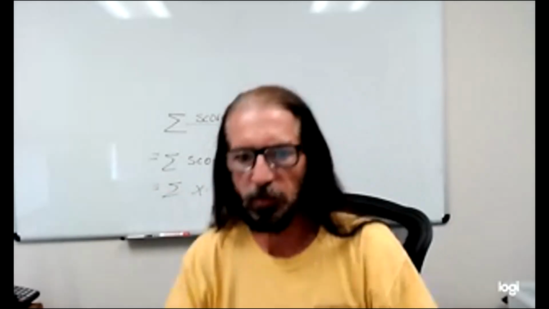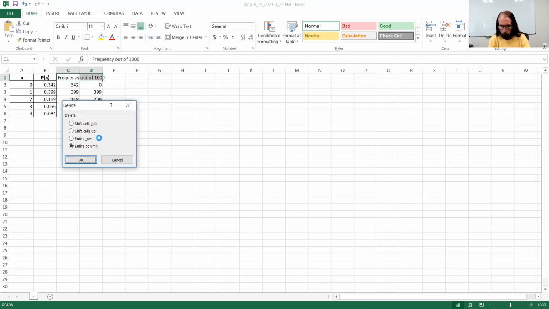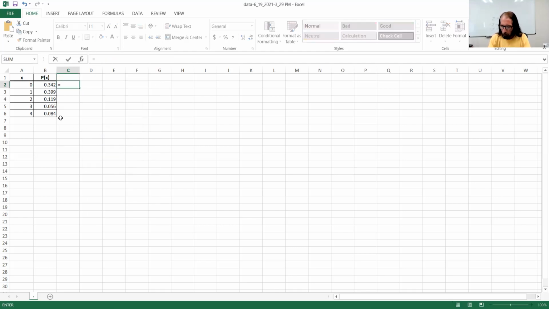Let's see what that looks like. So let's get rid of these. Do the multiplication of score times probability of that score. Do that for each row. Add them up. No division needed. It's baked in there because we've got these probabilities being like relative frequencies. There's the 1.141 again.